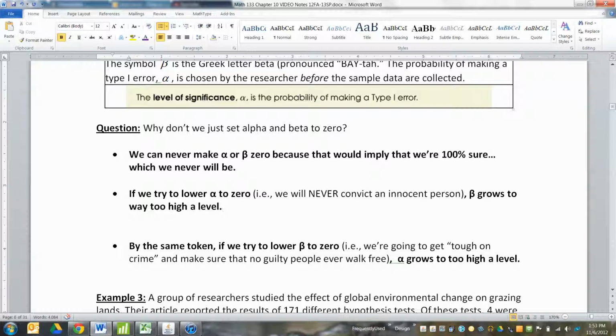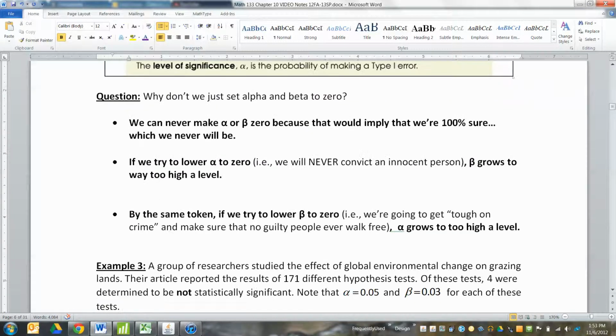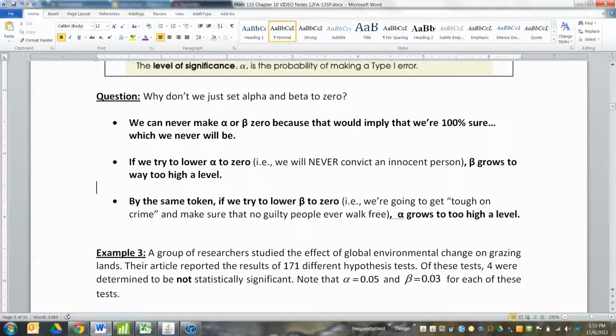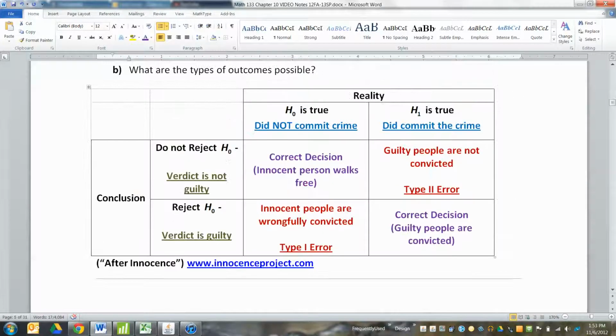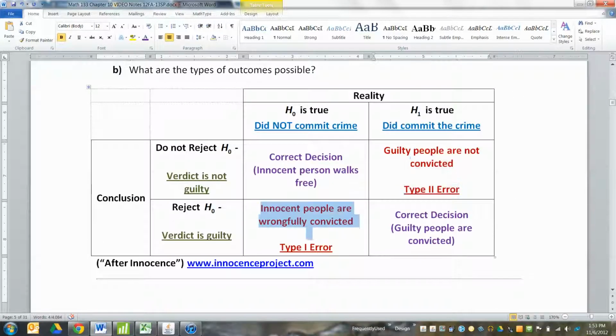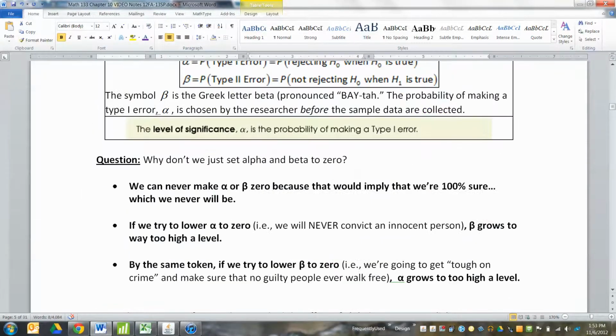By the same token, if we try to lower beta to zero, and that's what all the politicians always talk about, I'm going to be tough on crime, tough on crime. But being tough on crime automatically means that you're never letting guilty people go free, sure. But that automatically means this is going to happen a lot more. So if you're going to be tough on crime, then a lot of the people that are innocent are going to get put away as well.